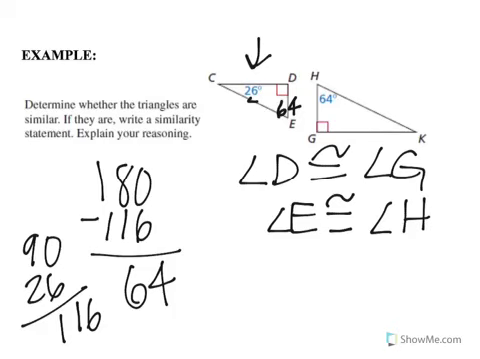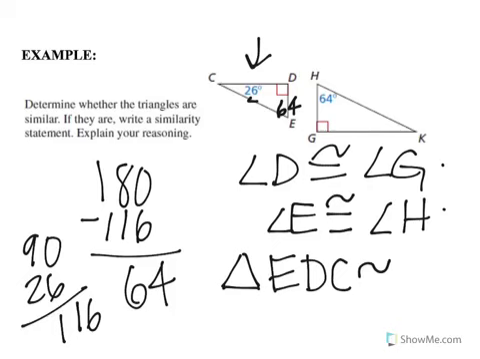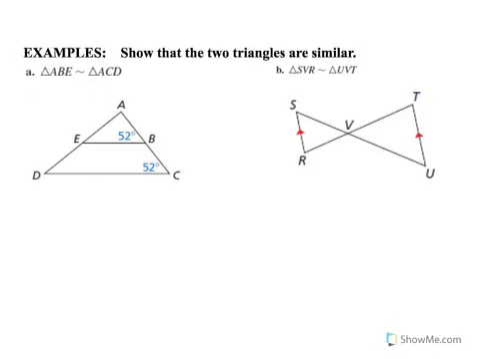Therefore, since we have two angles that are congruent in these two separate triangles, we can say that these two triangles are similar. So we need to write our triangle similarity statement. Triangle EDC would be similar to triangle HGK. Okay, let's go do another example.